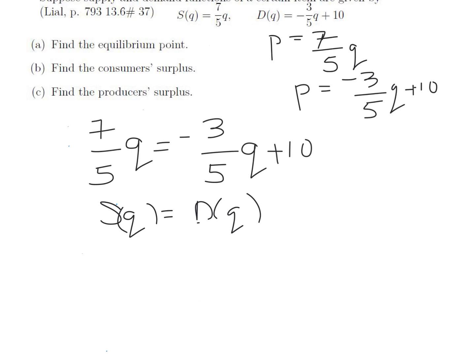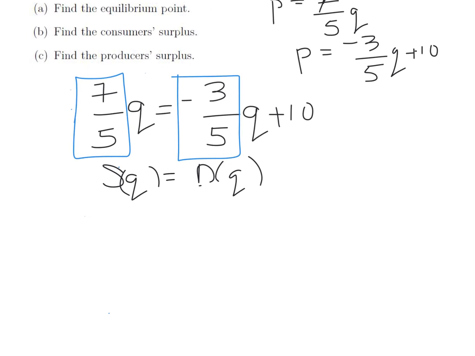And then, of course, these are fractions, so we are going to combine. We've got two Q terms. We're going to combine them. We're lucky in this case that both of the fractions have the same denominator. Remember, when you're adding or subtracting, you need the same denominator. So I'm going to add 3/5 Q to both sides. Yeah?